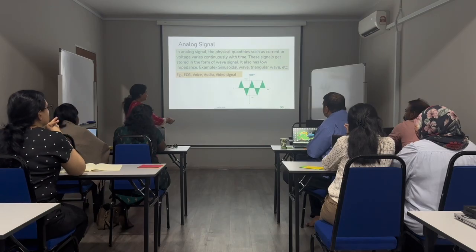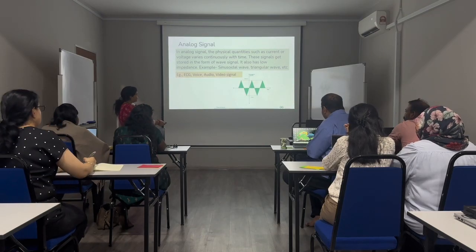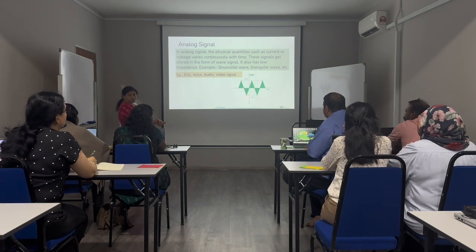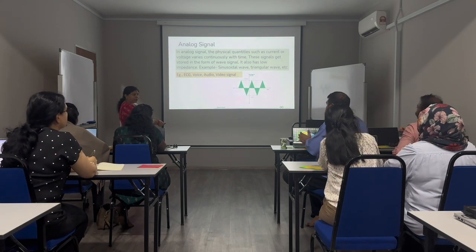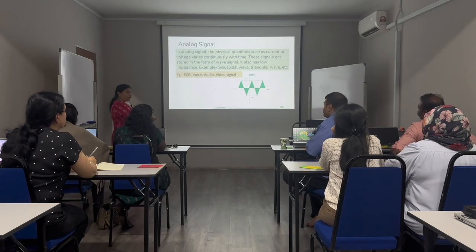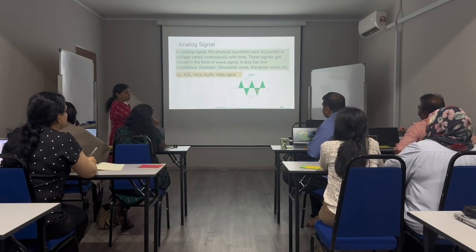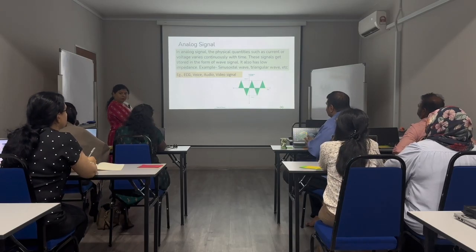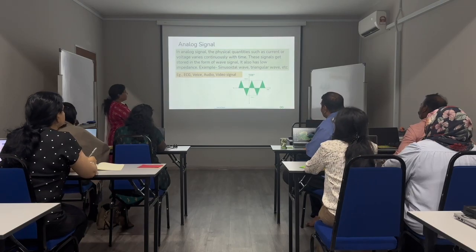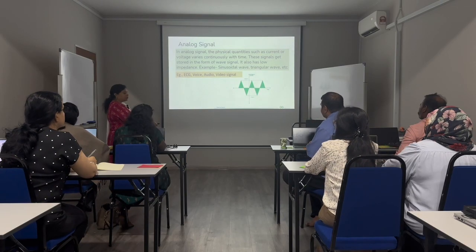You can see the peaks. Sometimes it exists on the positive side and sometimes it can have a negative voltage also. It can also be somewhere in between. It can be zero also. So these are analog signals, continuous values.